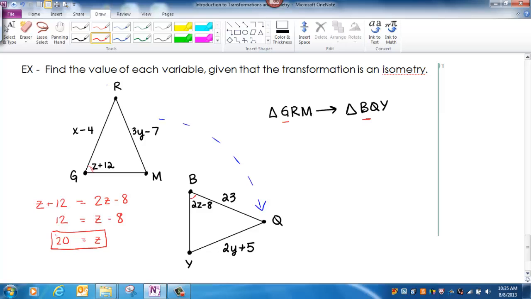Okay, then now let's look at the ones that are segments here, sides. All right, so we've got GR, this side right here. So GR lines up with BQ. So then we can say x minus 4 equals 23. And then if you add 4 to both sides, x equals 27.